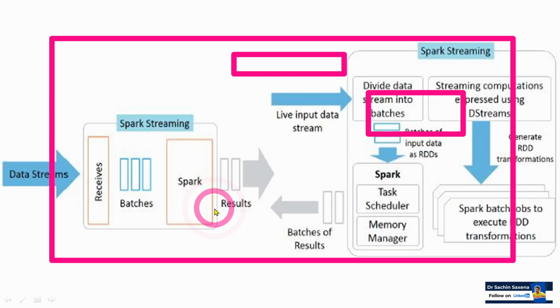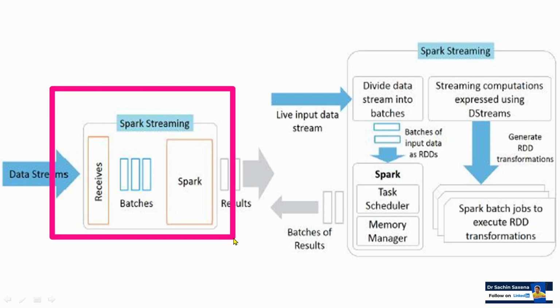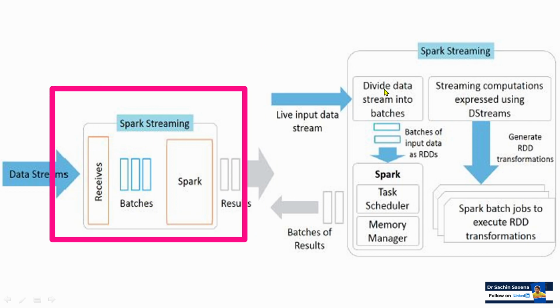Here you can see data ingestion can be done from many resources like Kafka, Apache Flume, Amazon Kinesis or TCP sockets, and processing can be done using complex algorithms that are expressed with high level functions like map, reduce, join, windows, and finally processed data can be pushed out to file systems, databases and live dashboards.